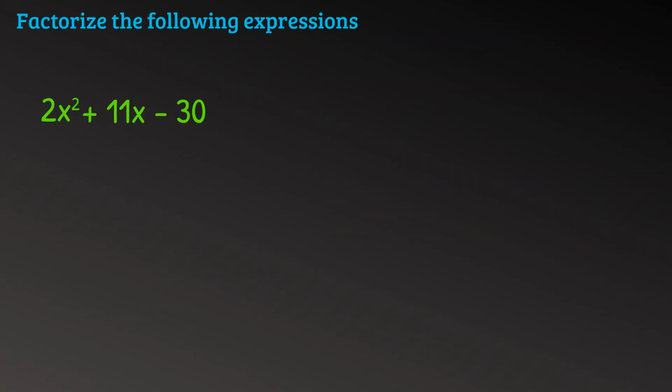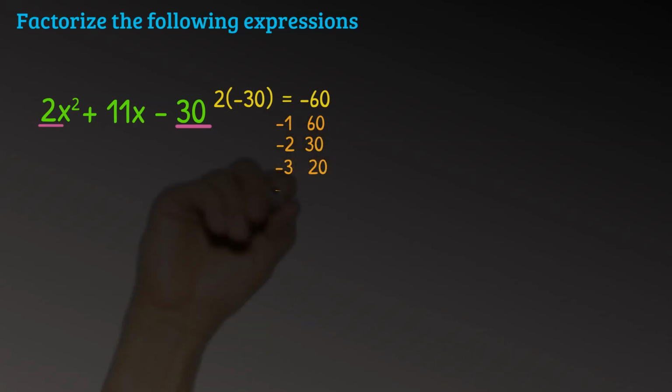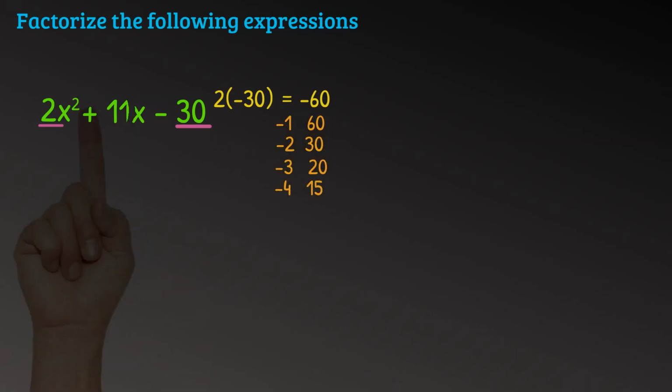In the first example we start by multiplying 2 by minus 30, which gives us minus 60. Now we need to find two numbers that multiply together to give us minus 60, and I've written a few options below, but they also need to add up to give us plus 11. So we'll be using minus 4 and 15 because they multiply together to give us minus 60. They also add together to give us plus 11.